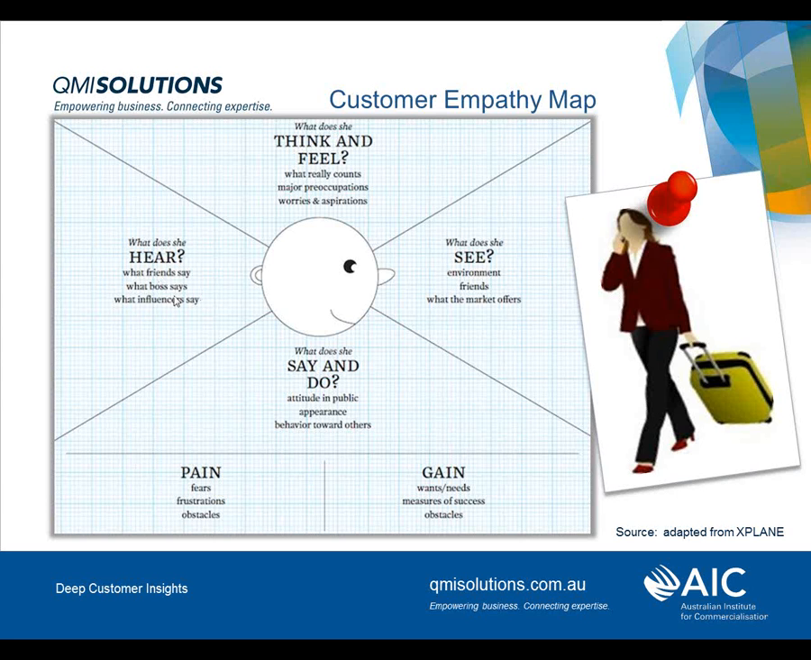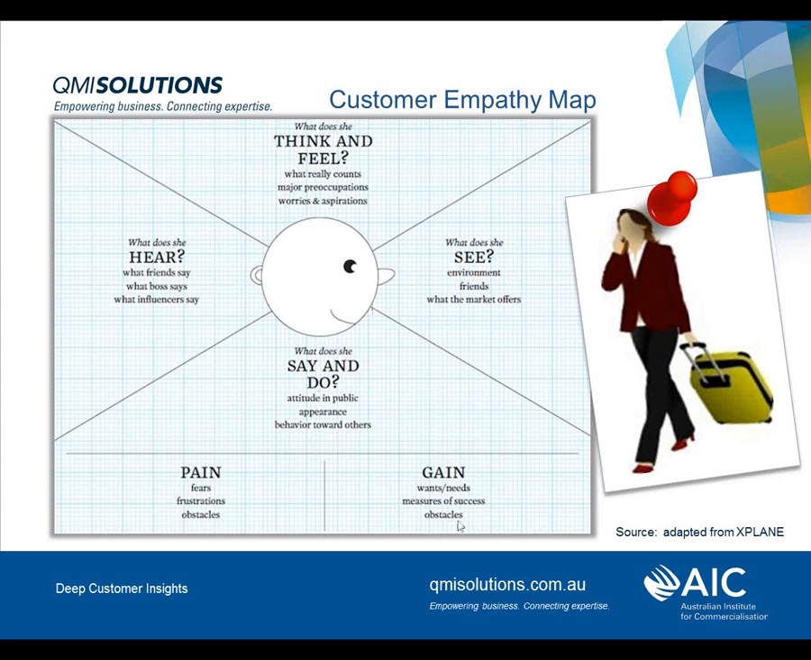What are they seeing and hearing? What's on the radio and television? What are their friends saying? What does the boss say to them? What do their influencers say, the people that they look up to in that marketplace? And then what does that particular person, he or she, say or do? What's their attitude in public? What's their outward appearance, their behavior towards others? Get a thorough understanding. Be empathetic with your customer in each customer segment.